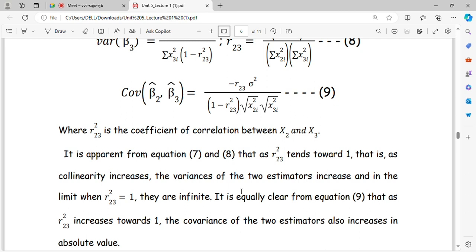It is equally clear from equation 9 that as r square 2 3 tends towards 1, the covariance of the two estimators will also increase in absolute value. The covariance between beta 2 hat and beta 3 hat will obviously increase in absolute value because r square 2 3 is in the numerator of equation 9. Clear?